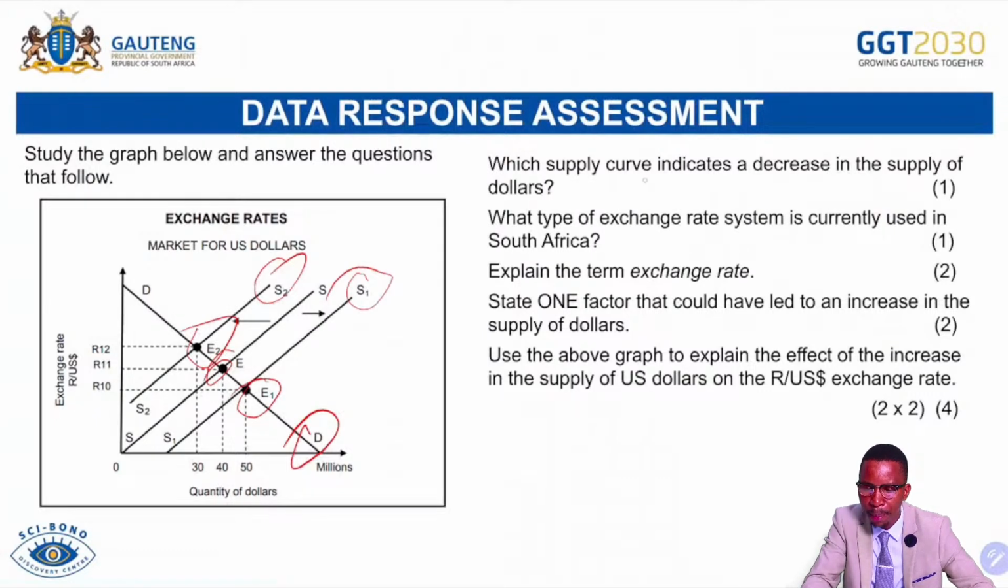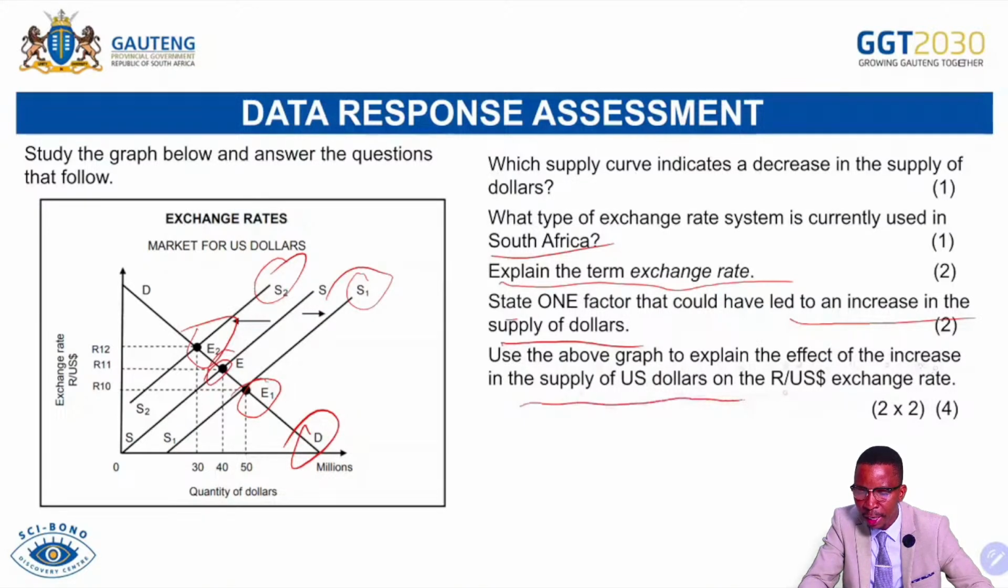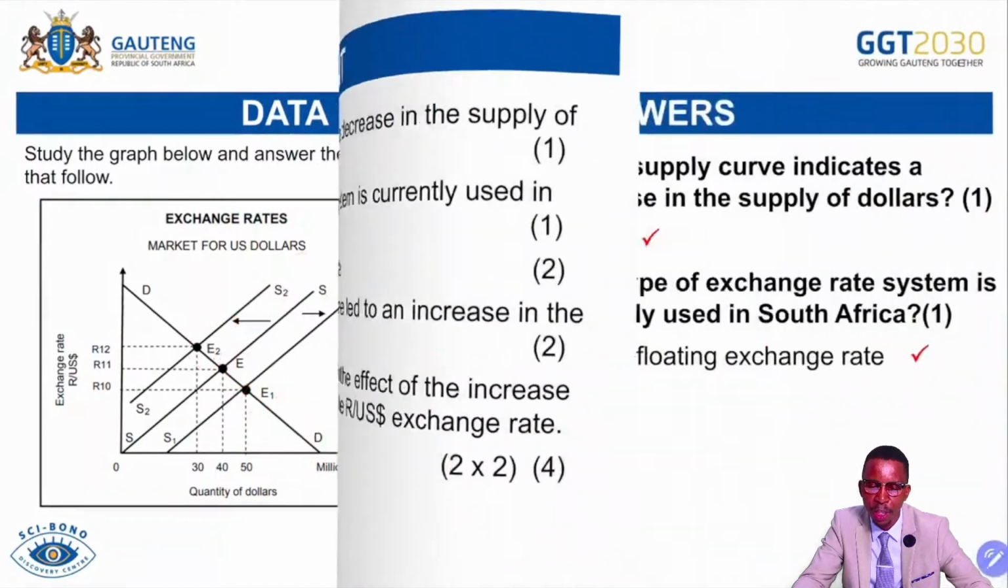Which supply curve indicates the decrease in the supply for US dollars? And then what type of exchange rate system is currently used in South Africa? Explain the term exchange rate. State one factor that could have led to the increase in the supply for dollars. Use the above graph to explain the effect of the increase in the supply for US dollars on the rand to US dollar exchange rate. 4 marks. Then that is a data response for 10 marks. So let's check.